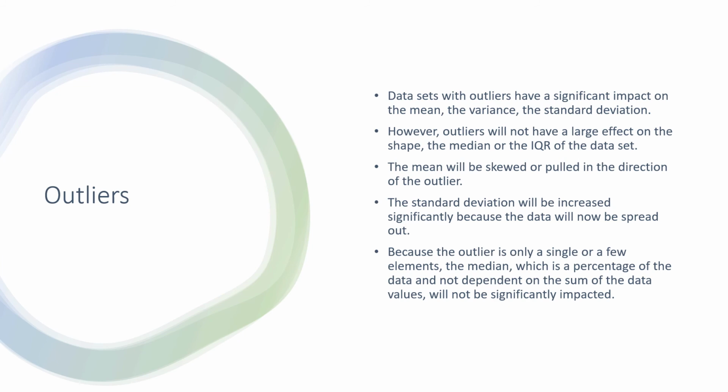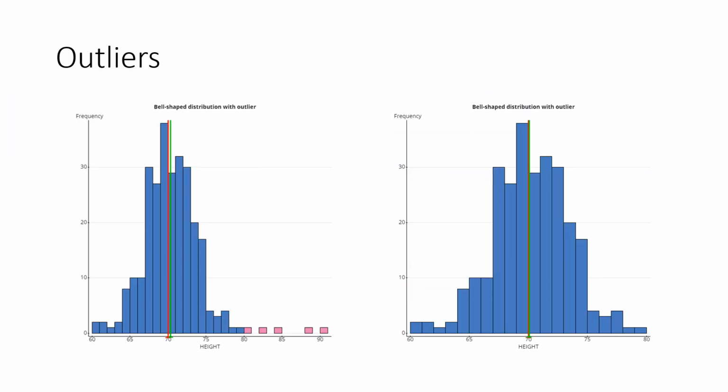Okay? So because the outlier is only a single or a few elements, the median, which is a percentage of the data and not dependent on the sum of the data values, is not going to be significantly impacted, and we'll talk about the value of that. So let's take a look at a data set.